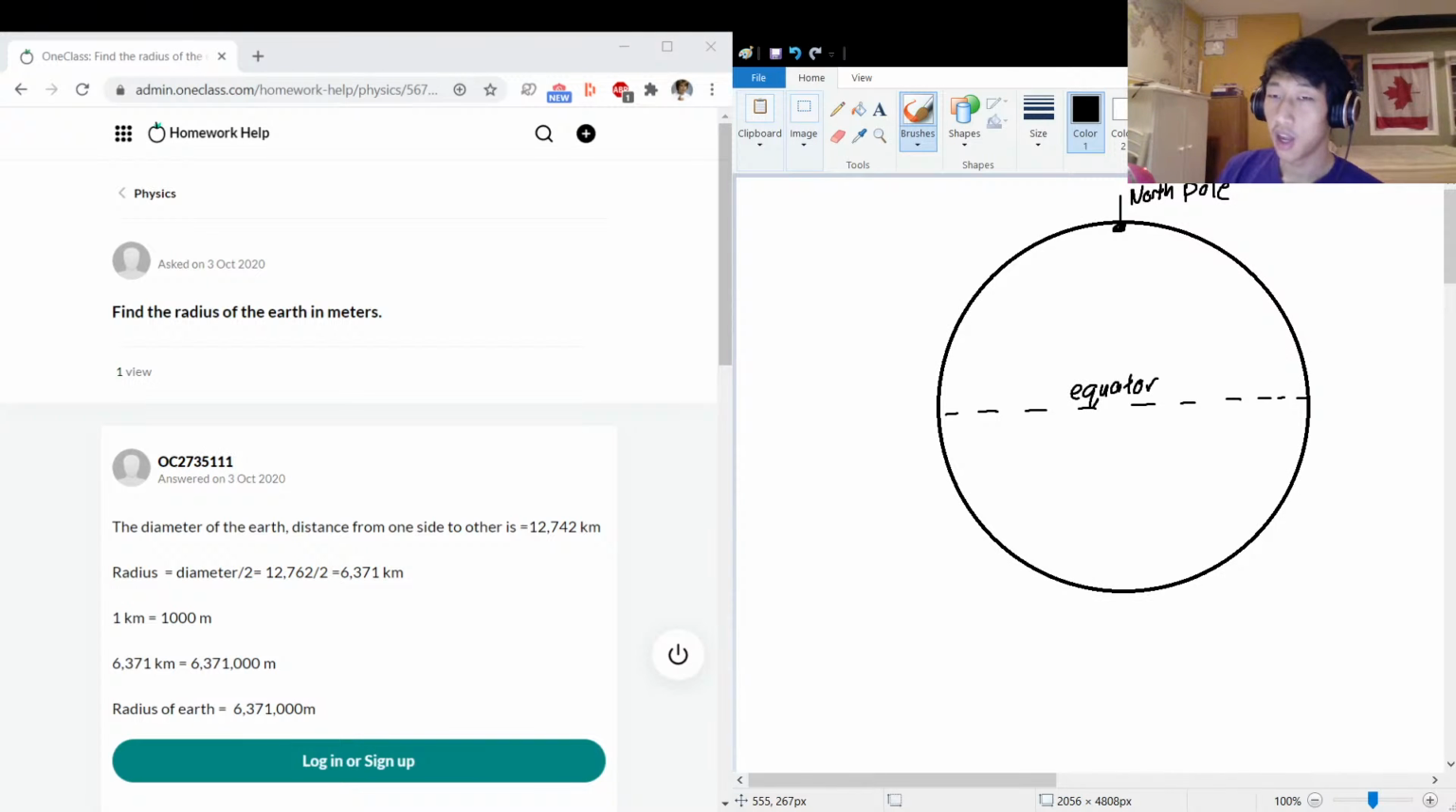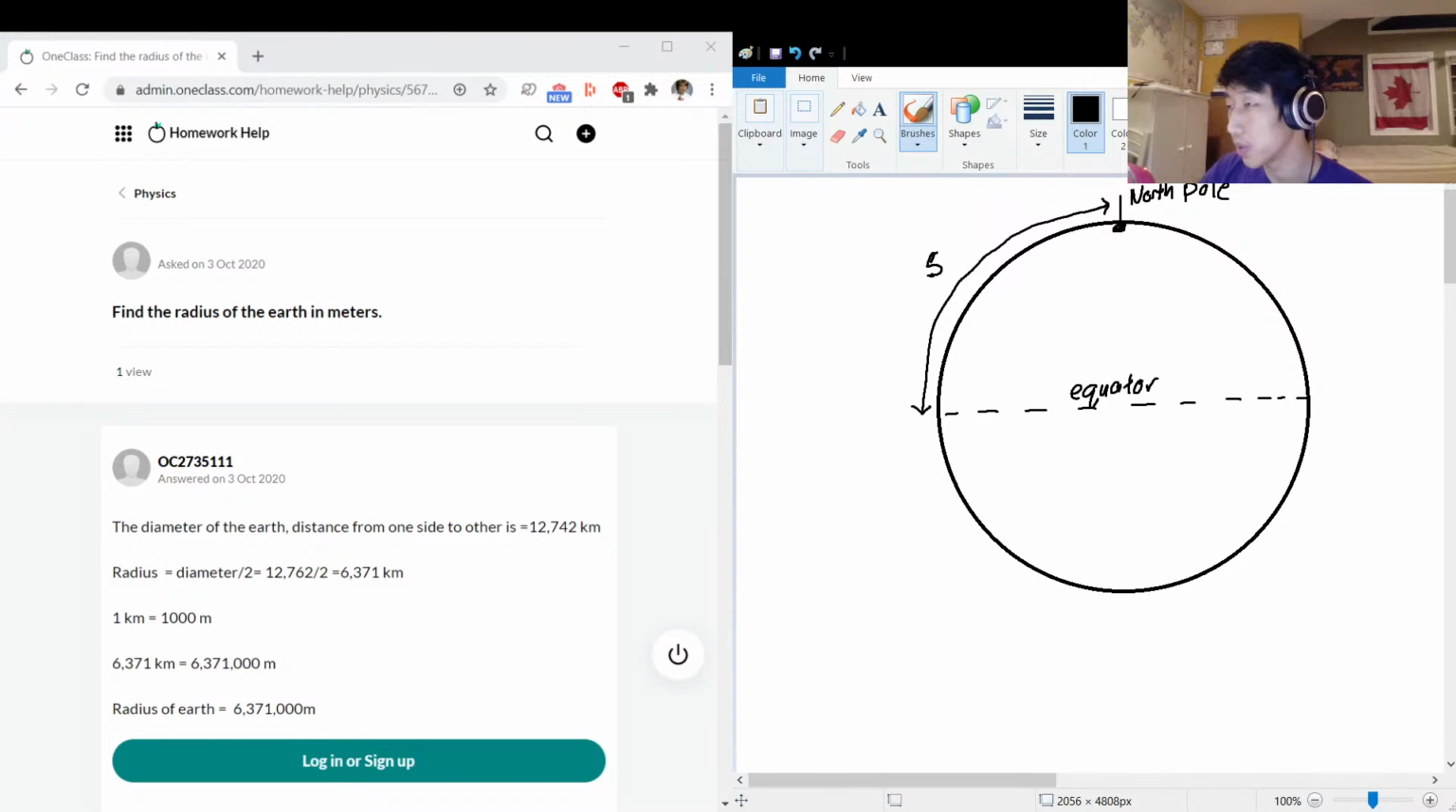Fun fact with geography. The original definition of 1 meter was made by the French people in France. And they said that 1 meter is the distance here. Whoops. This arc distance, let's call that S. And it's the distance from the equator to the North Pole. We'll just call that distance S.